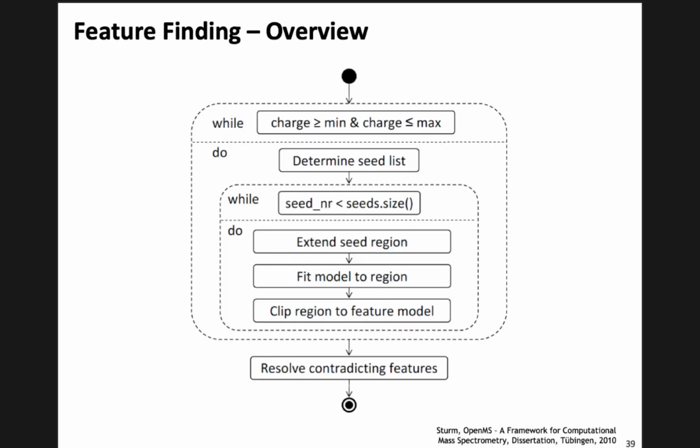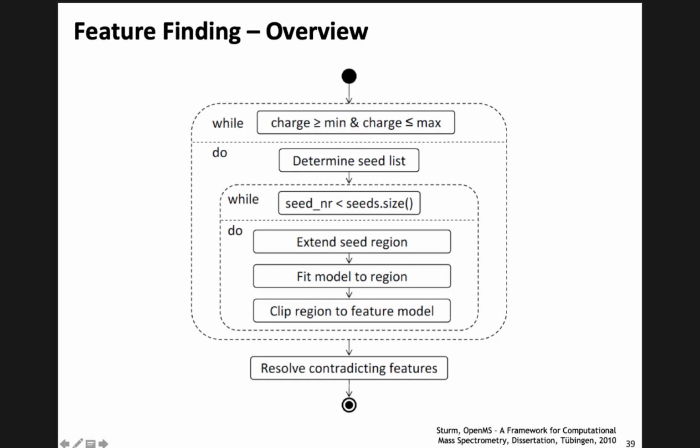So how is feature finding now done in reality? I will not go into the details of the algorithms to a large degree. I will talk a bit more about that this afternoon when I'm talking about metabolomics, where this is done similarly. But roughly, what we do is we test for all possible charges. So you have to define which charge you're looking at. Usually charges between 2 and 4 or 5 are good enough. That's where you find most of the peptides.